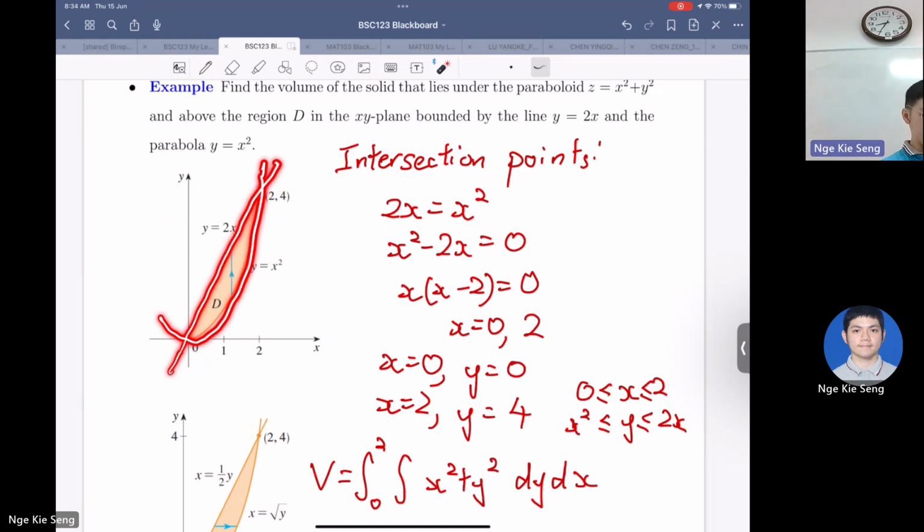Okay? So for every x, you integrate from x squared to 2x. Okay, x squared to 2x. Okay? Make sense?